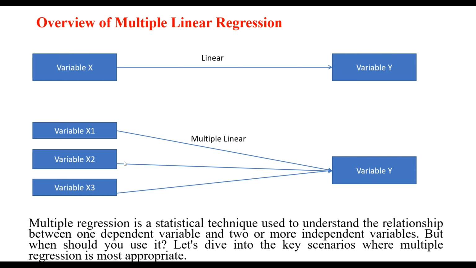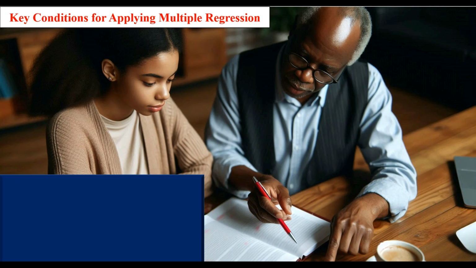Now, when we go to the second conceptual model, you will see that I have more than one independent variable. So I have x1, x2, x3, and it can be up to x10. If you have 10 independent variables, you can add them into the research model. But the rule of thumb is that the dependent variable must be one continuous variable. So multiple regression is a statistical technique used to understand the relationship between one dependent variable and two or more independent variables.